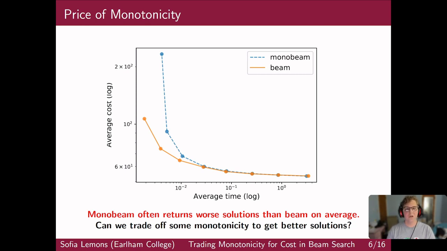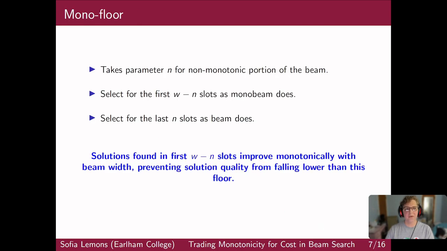Because of this careful cost-based selection, monobeam often returns solutions with worse quality on average than beam search. It provides this guarantee of monotonic improvement from the solutions that it would have previously found at smaller beam widths, but it pays a price for this in terms of average solution quality. And the question we address is, can we trade off some of this monotonicity to get better solutions from beam-style algorithms? The first algorithm that we present to address this is monofloor.